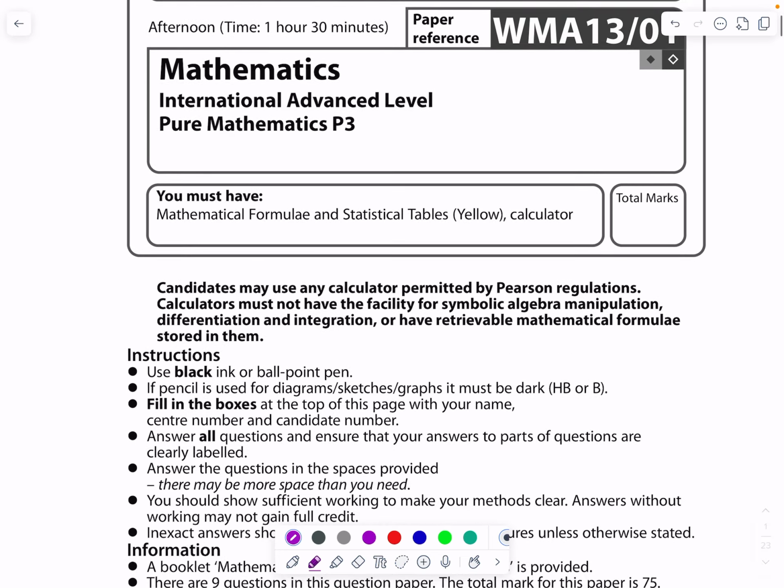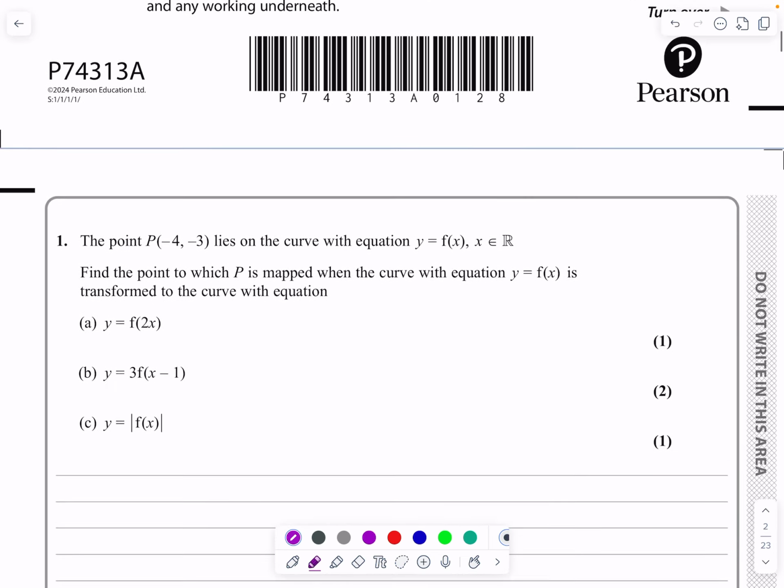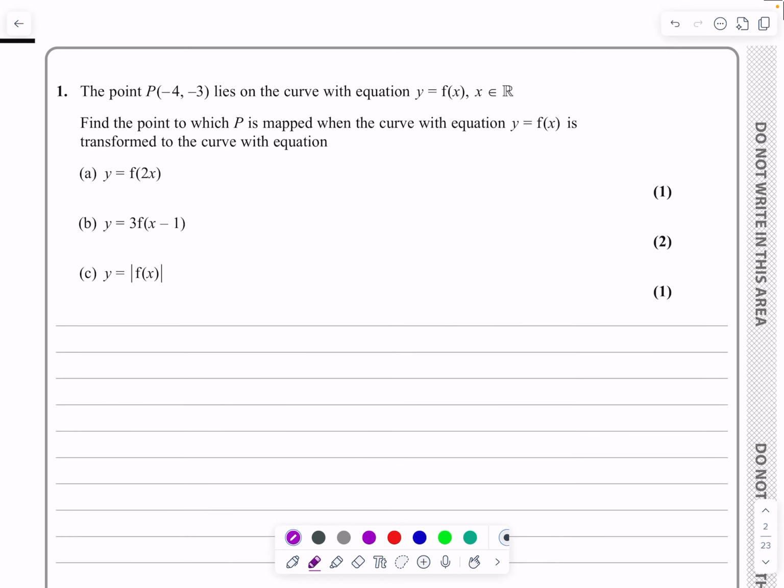Okay, this is the P3 paper from January 2024. It's question number 1, very short question. It's on functions and graphs and the transformations, combining transformations within that chapter.